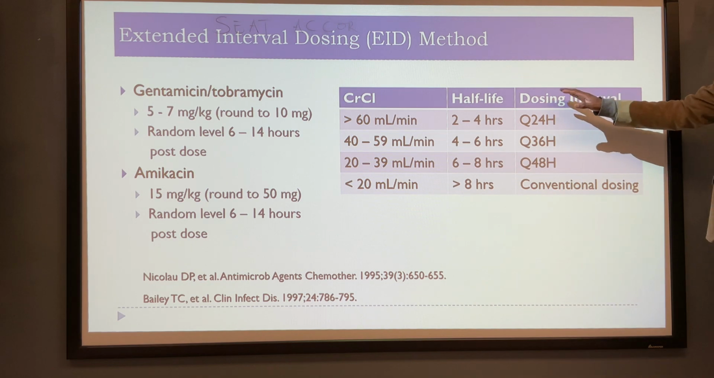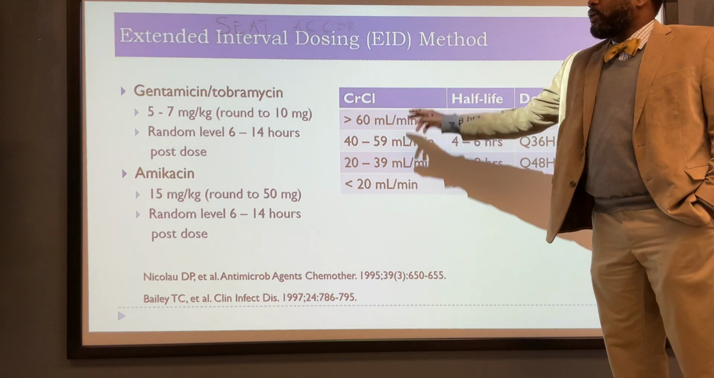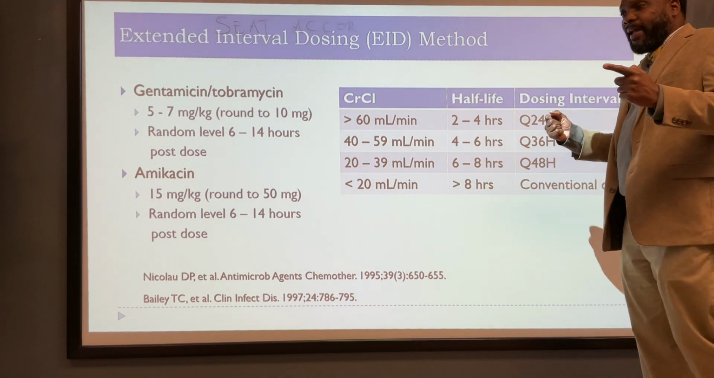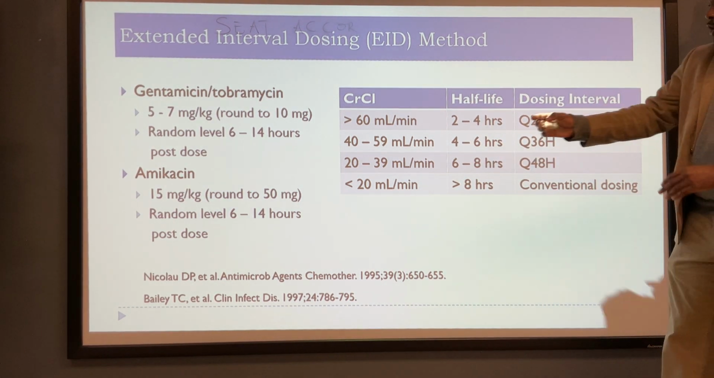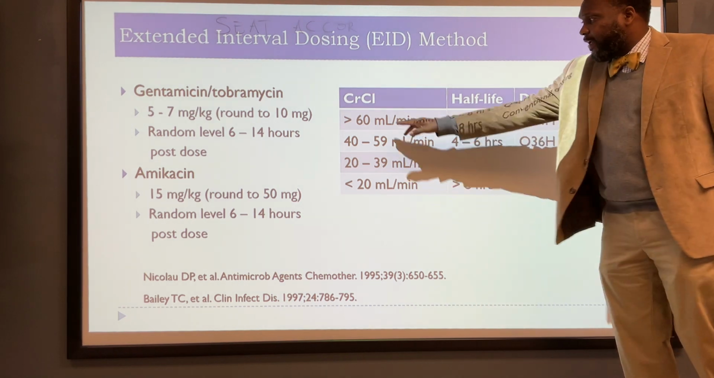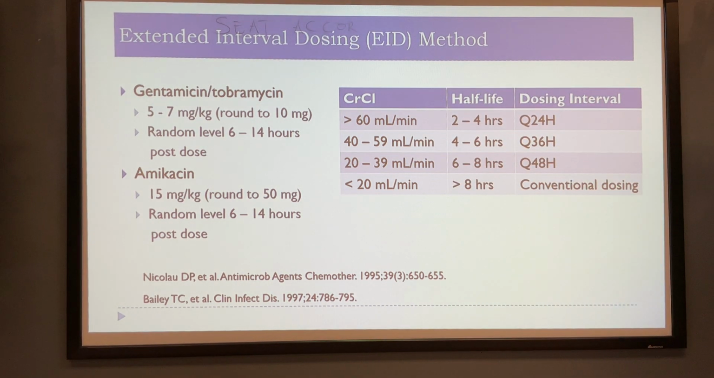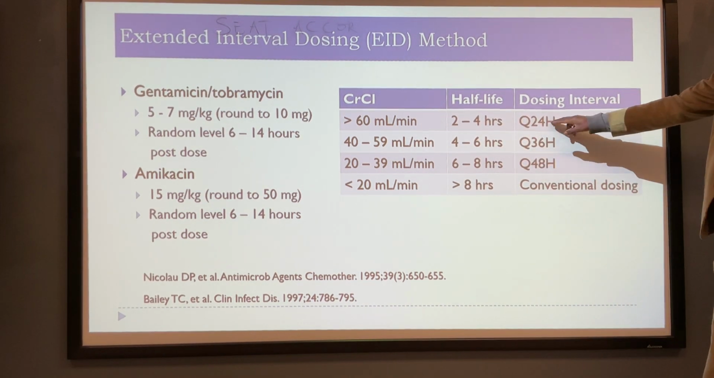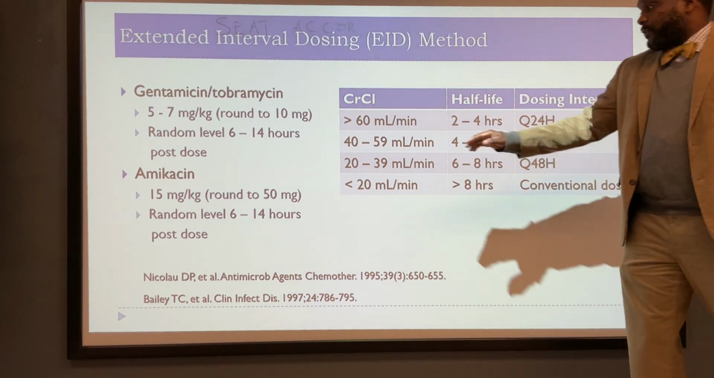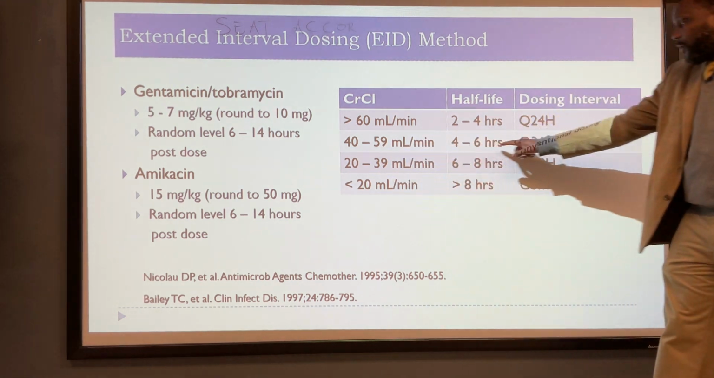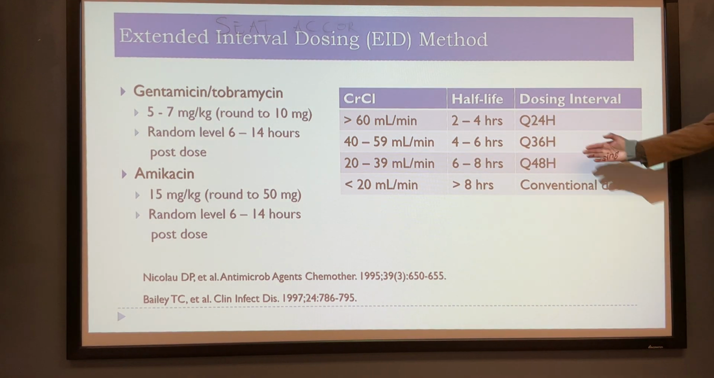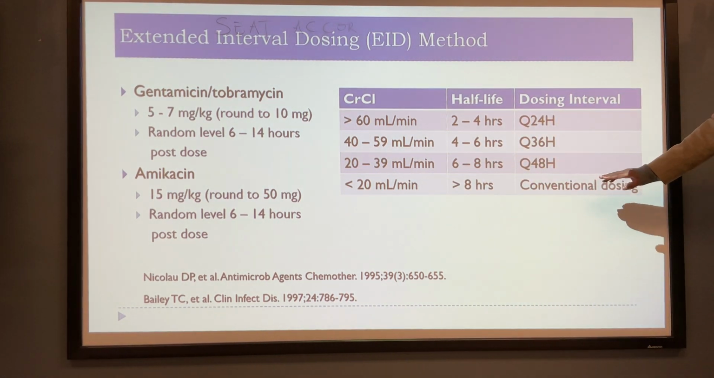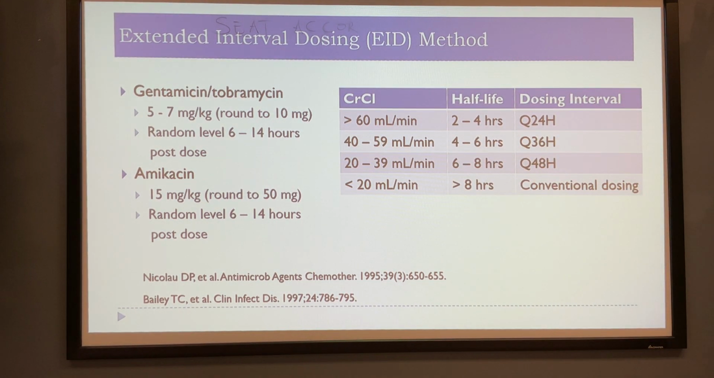The other things that we learned was, hey, there's a correlation between our KEL and our creatinine clearance. So we don't have to worry about calculating KEL. If they have a creatinine clearance greater than 60, we'll estimate that the half-life is 2 to 4 hours. We can give it every 24 hours. If you have decline in renal function, you have to extend it even further to Q36, Q48. Someone less than 20, let's use the conventional method.